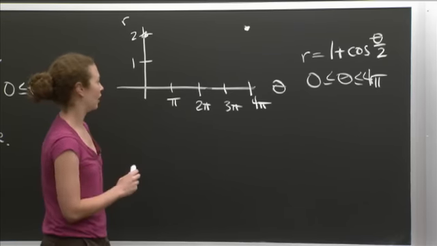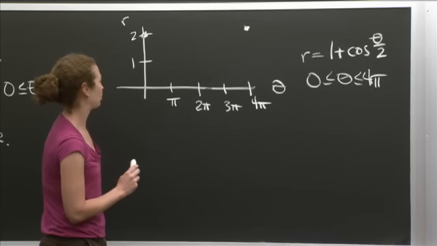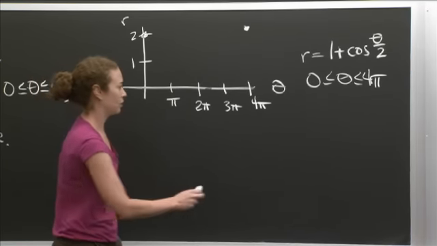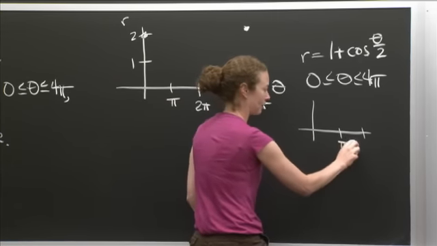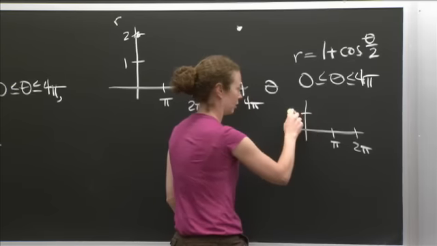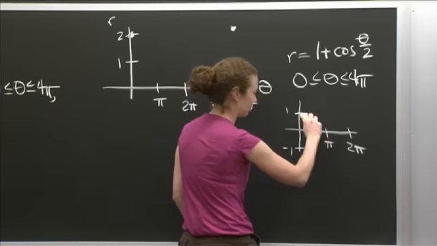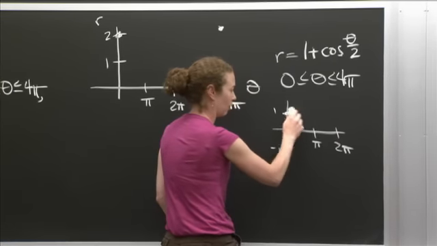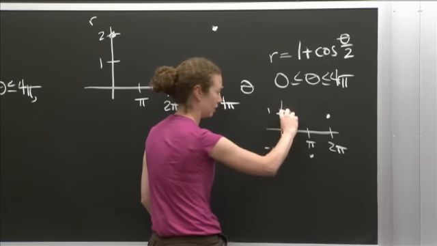Maybe I should even draw the regular cosine function here, but I don't want to draw it right on top of the other one. The regular cosine function, because I keep talking about it, does something like this. It's at 1 here, and it's at 1 again here, and it's at -1 at pi.